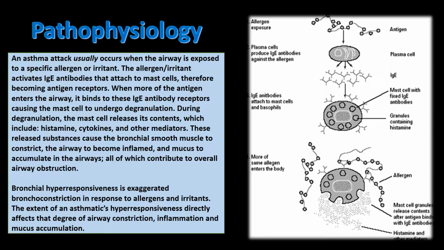So I like this picture because it breaks everything down. It shows the allergen exposure here. It shows the plasma cell producing the IgE antibodies against the allergen, which then attach to the mast cell here. When more of the allergen enters the body, it attaches to the antibody receptors, which cause the degranulation of the mast cell and the release of the histamines and other mediators.